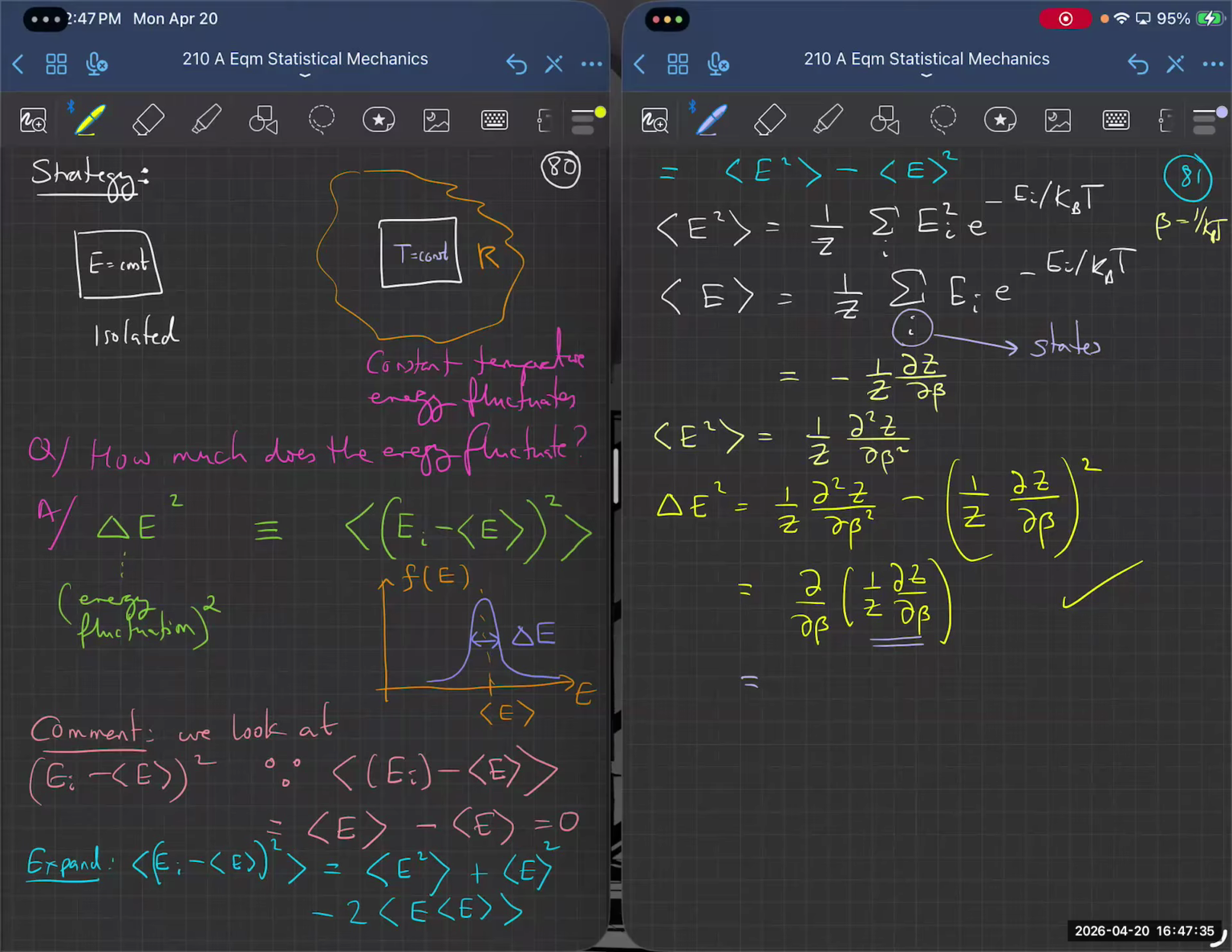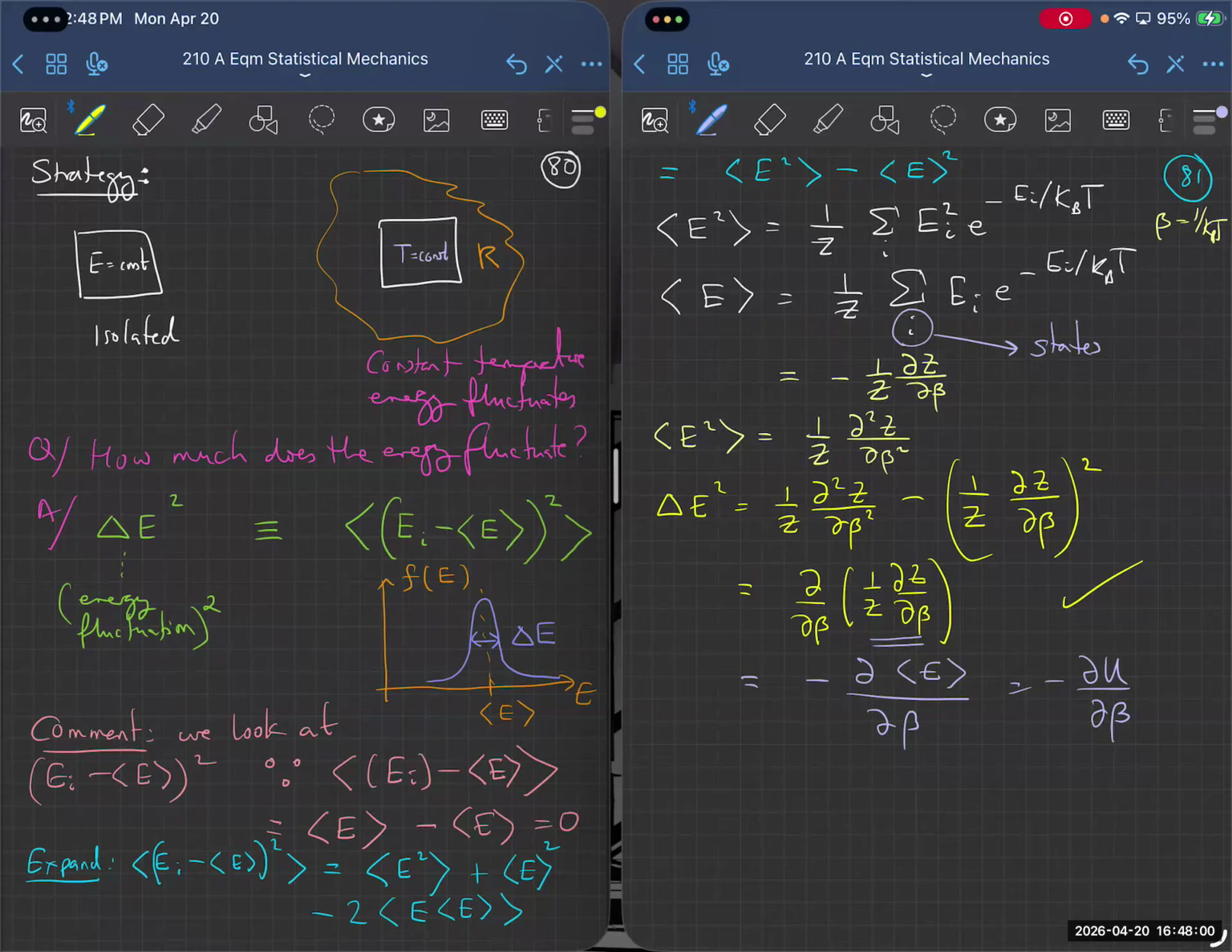Say it again. Somebody was saying it. It's U, right? Plus or minus? Minus. Right, it's minus dE by d beta, or if you like, minus dU by d beta. That's exactly right.